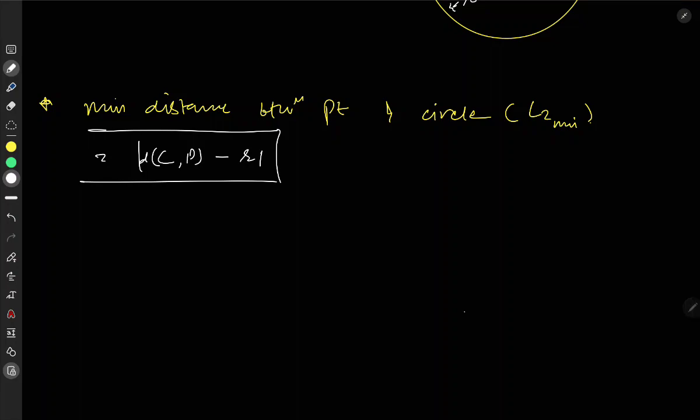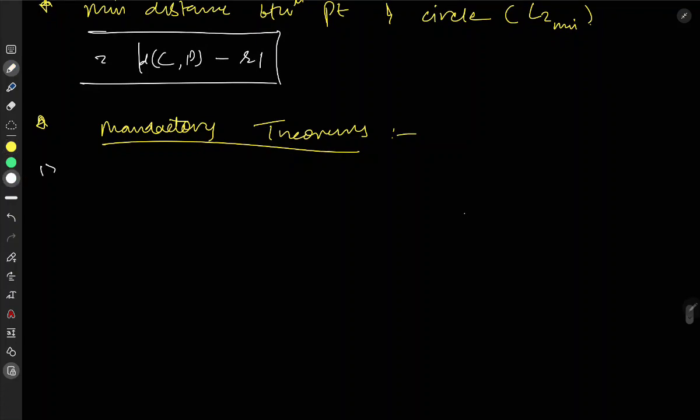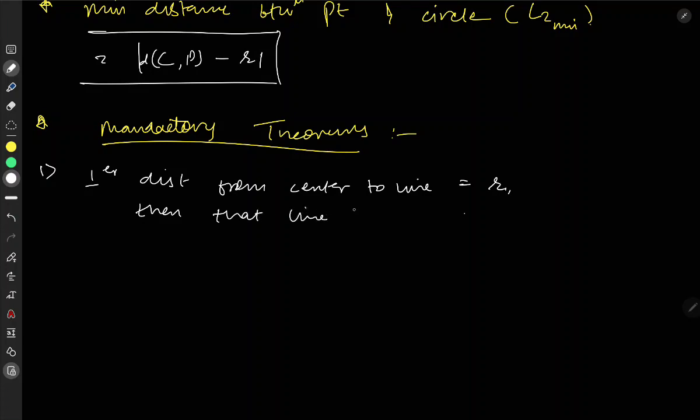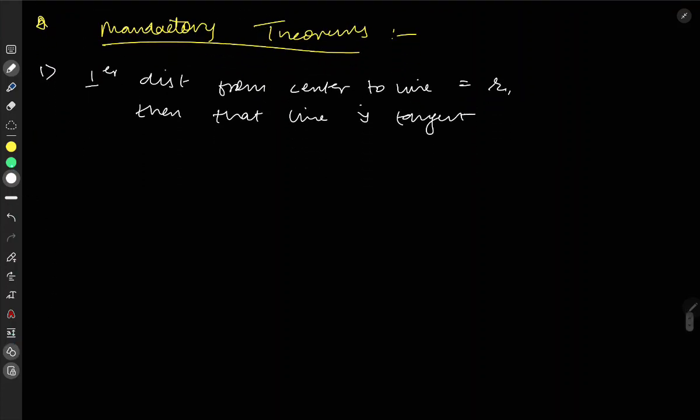So now that we have discussed this, let us now discuss mandatory theorems. Some of the mandatory theorems are: number 1, if the perpendicular distance from center to line is equal to the radius, then that line is tangent. Let us understand this diagrammatically again.